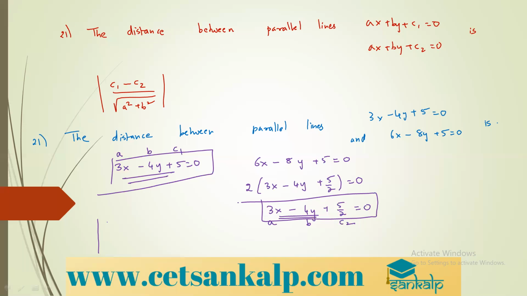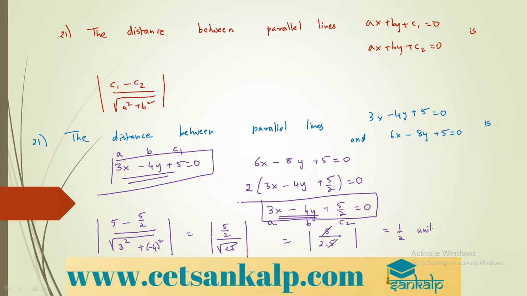So the distance is absolute value of C1 5 minus C2 5 by 2, by root of A square is 3 square, B square is minus 4 square. That is, I will have 10 minus 5, 5 by 2, by root of 25, or absolute value of 5 by 2 into 5. And 1 by 2 will be the answer.